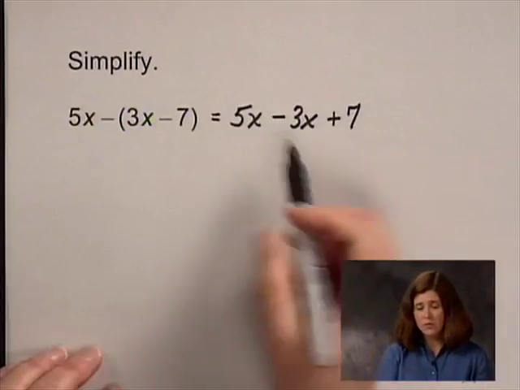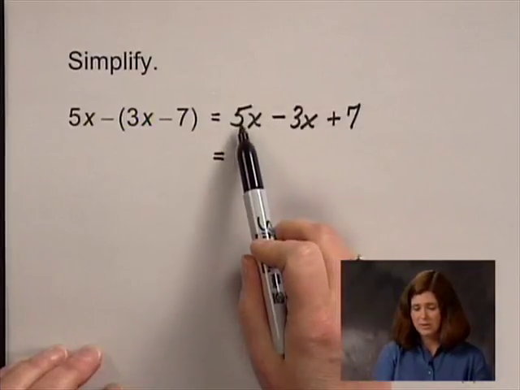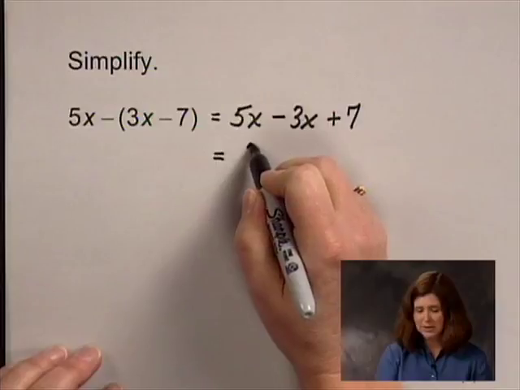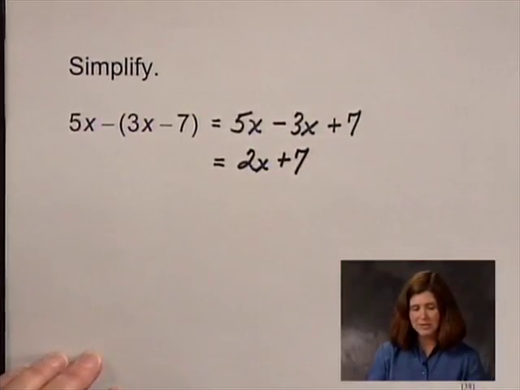This is an equivalent form, so I can now simplify by combining any like terms. 5x minus 3x is 2x plus 7, and that's as simple as I can write it.